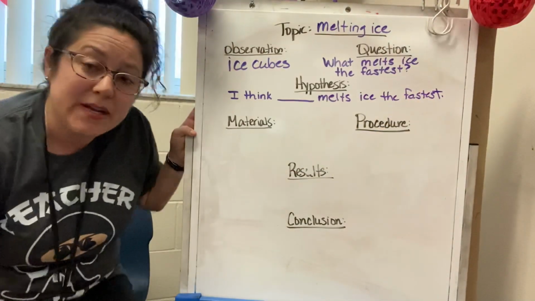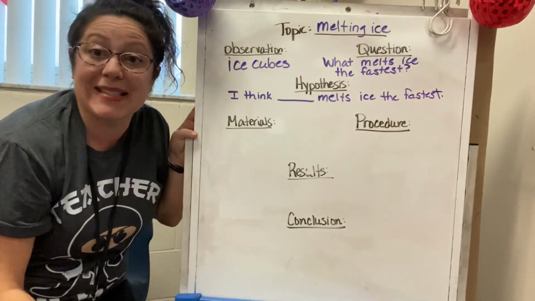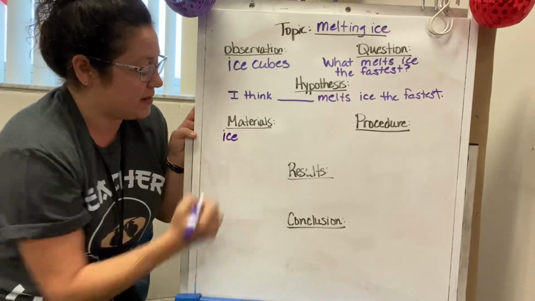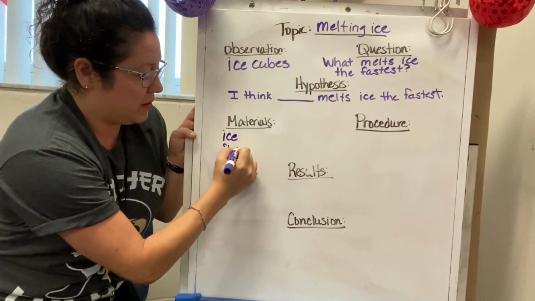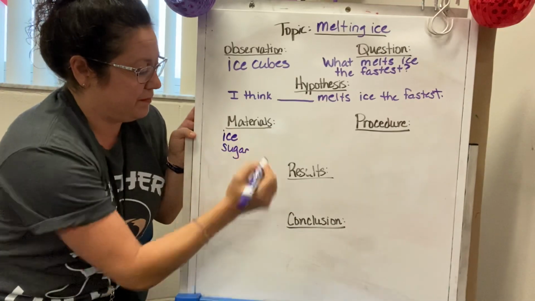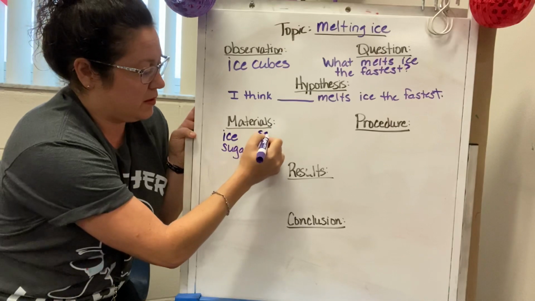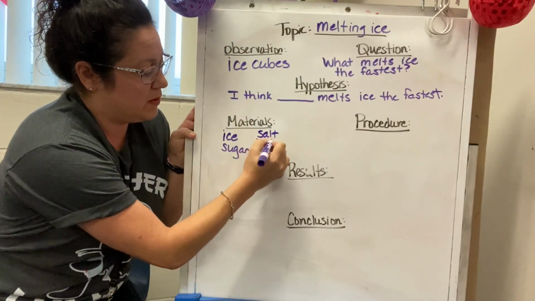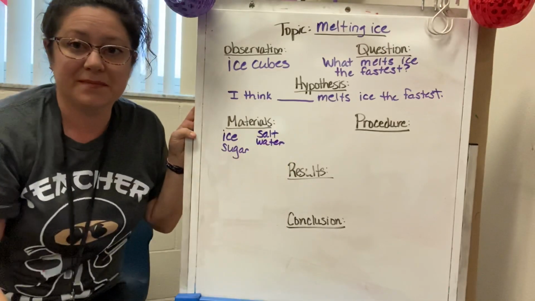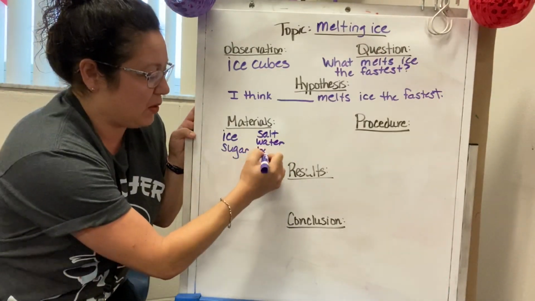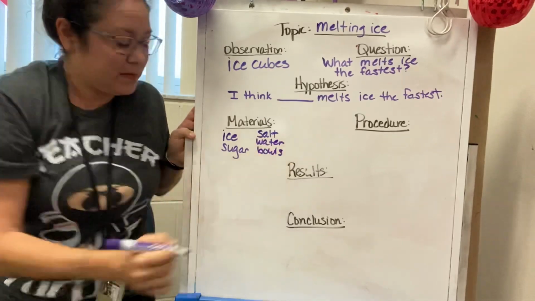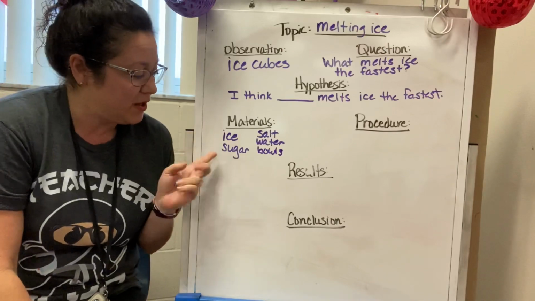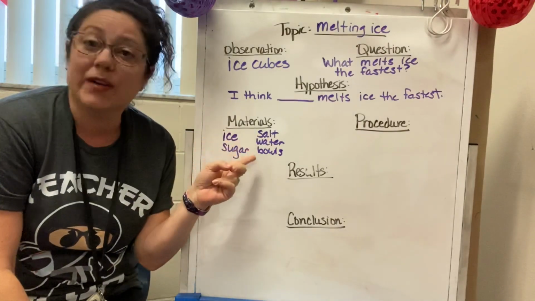And from your materials list on your board, you should see that you need ice, sugar, salt, water, and some bowls. Okay, so as you write that in, you're going to need ice, sugar, salt, water, and some bowls to put them in.